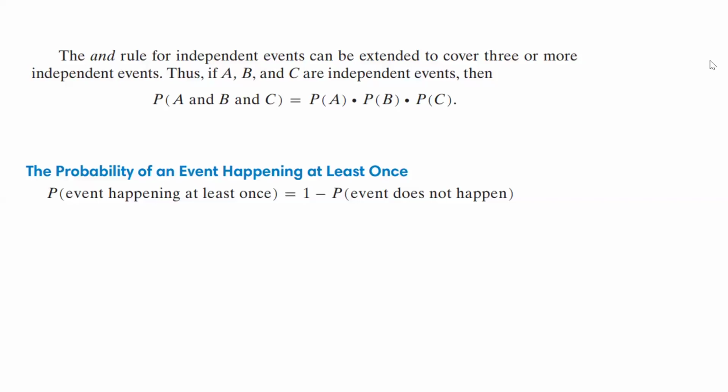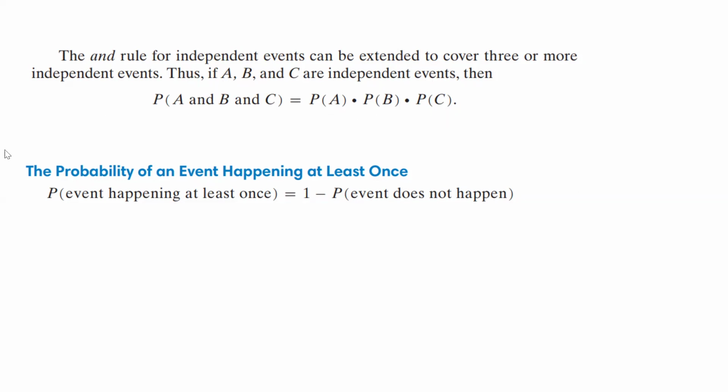All right, so the "and" rule for independent events can be extended to cover three or more independent events. Before, we just had the probability of A and B. Now we can do the probability of A and B and C. If they're all independent, then the probability of A and B and C is equal to the probability of A times the probability of B times the probability of C. Okay, so that's going to be one key thing.